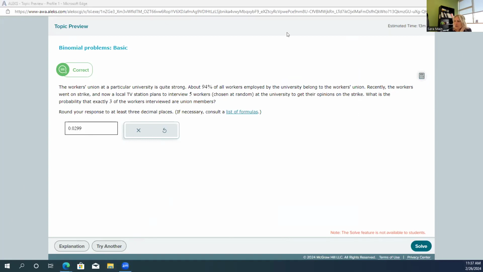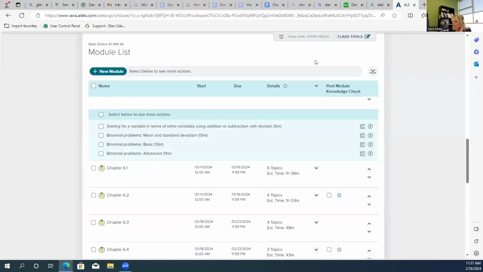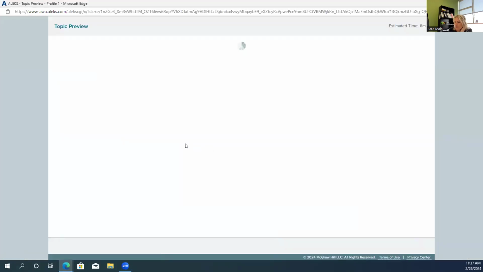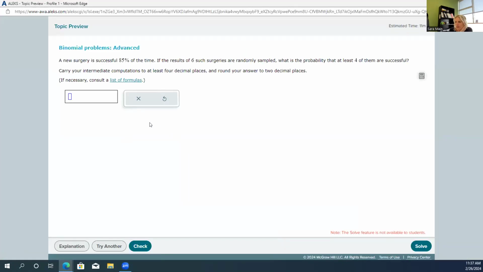I am going to go back here, and let's look at an advanced one. This one says a new surgery is successful 85% of the time. If the results of 6 surgeries are randomly sampled, what is the probability that at least 4 of them are successful? Carry your intermediate computations to at least 4 decimal places and round your answers to 2 decimal places.